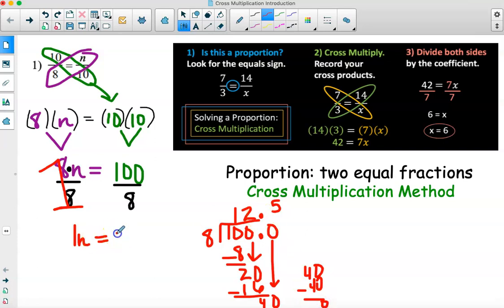So we get 1n is equal to 12.5. So what we did is we just found the value of the variable that makes this fraction equal to this fraction. So 10/8 is equal to 12.5 tenths.